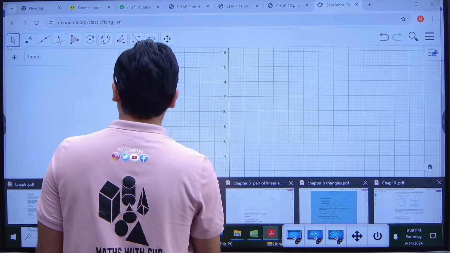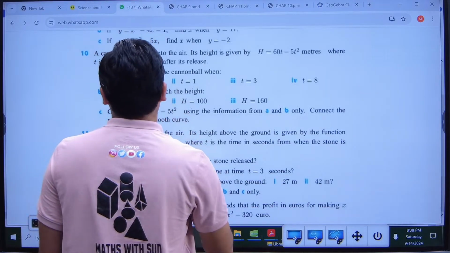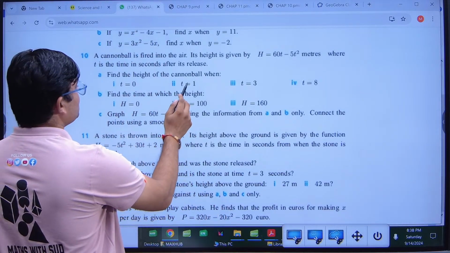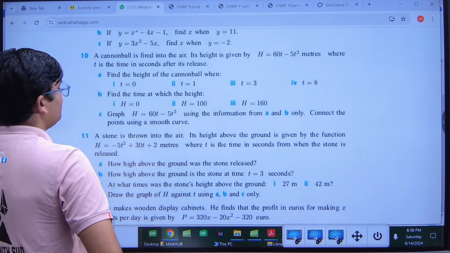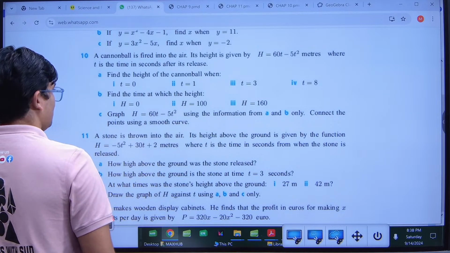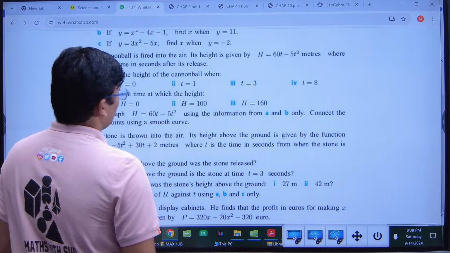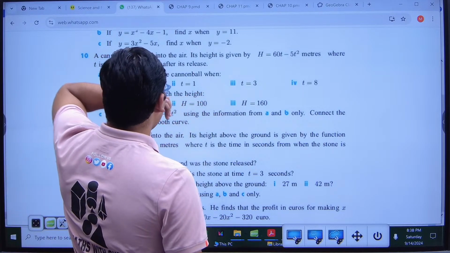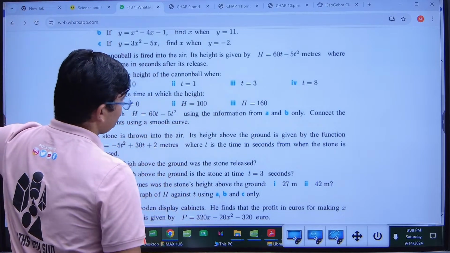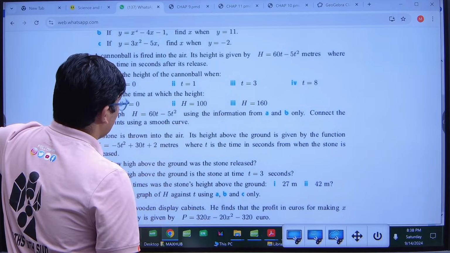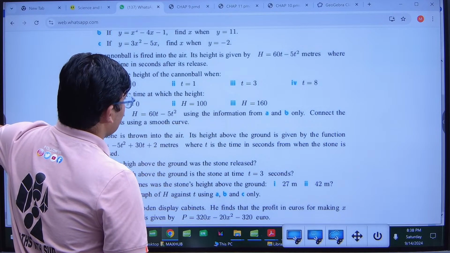So when time was 1, what was the height? 135, 125, 145 or 125? 135. And when time was 3, what was the height? H is equal to 0, h is equal to 100.